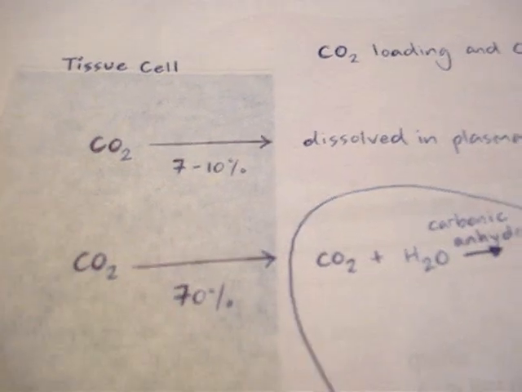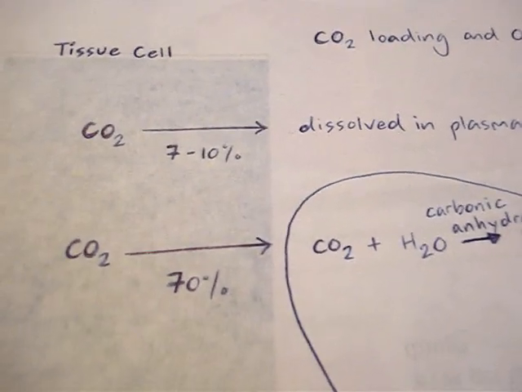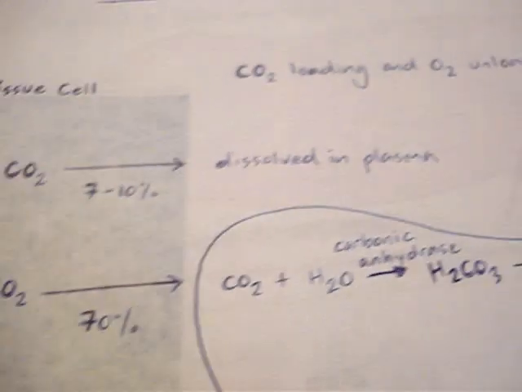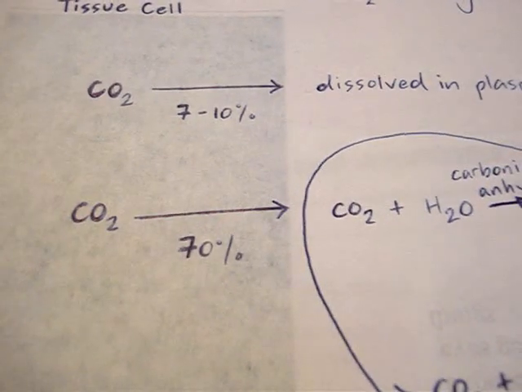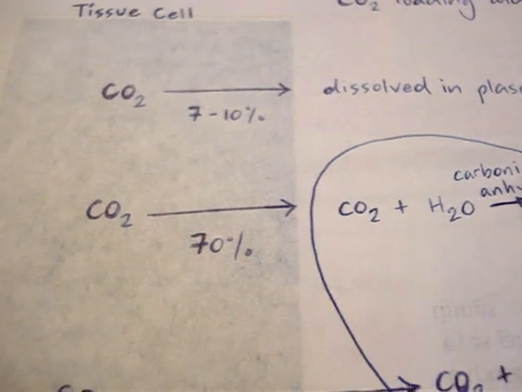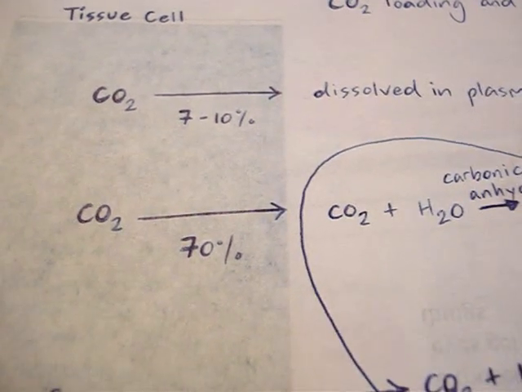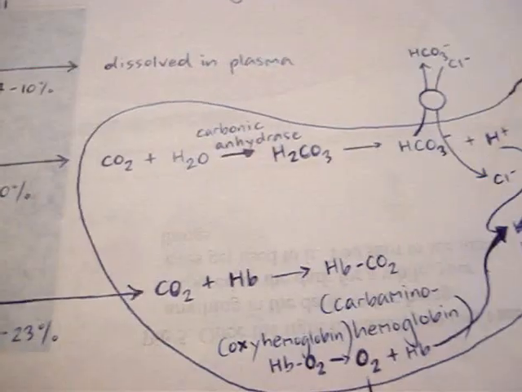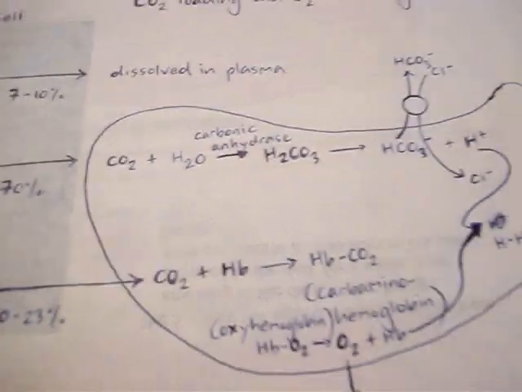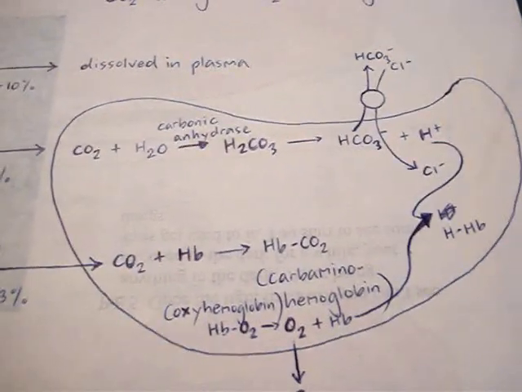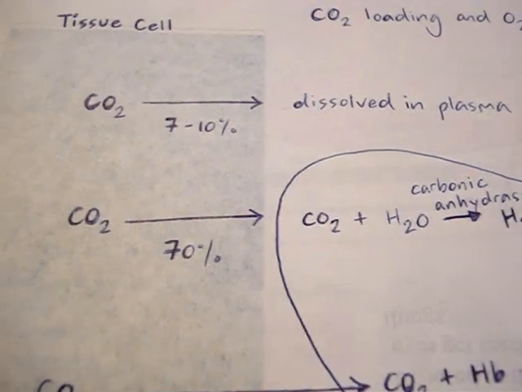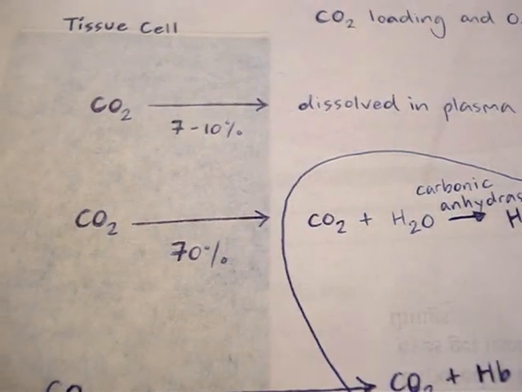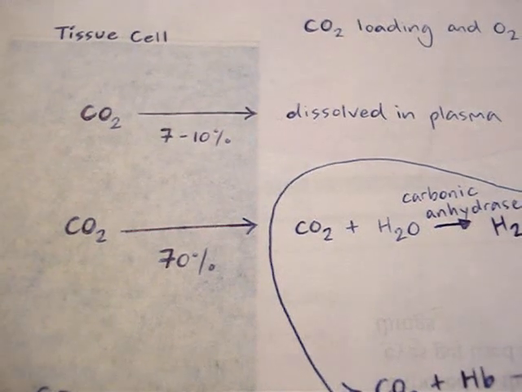So as you can see here, 7 to 10% of carbon dioxide is dissolved in the plasma. 70%, the majority of the carbon dioxide, is loaded into the red blood cell. And here is my picture of a red blood cell, but we'll focus on here first. 70% gets loaded into the red blood cell.